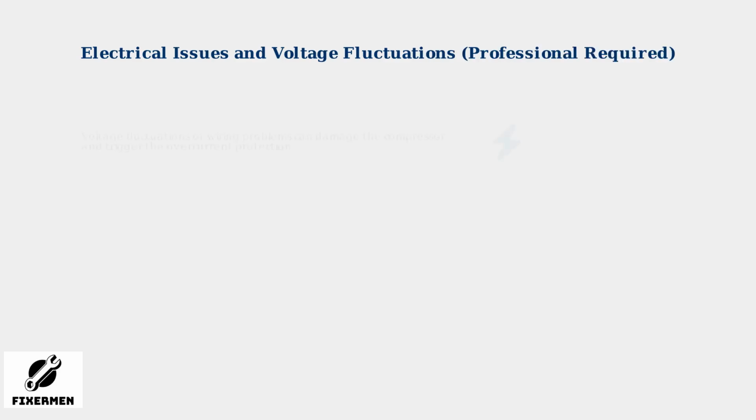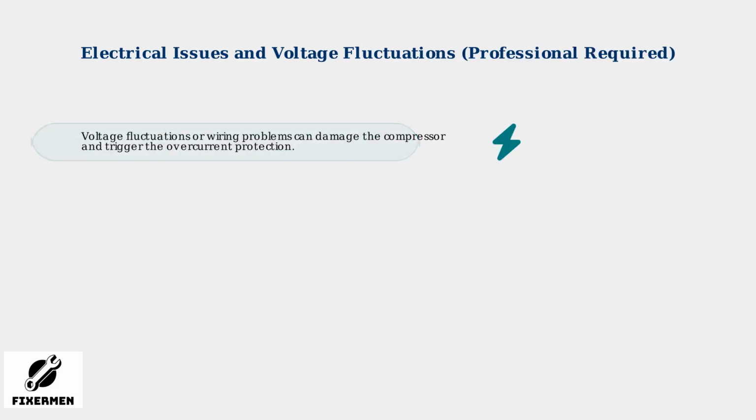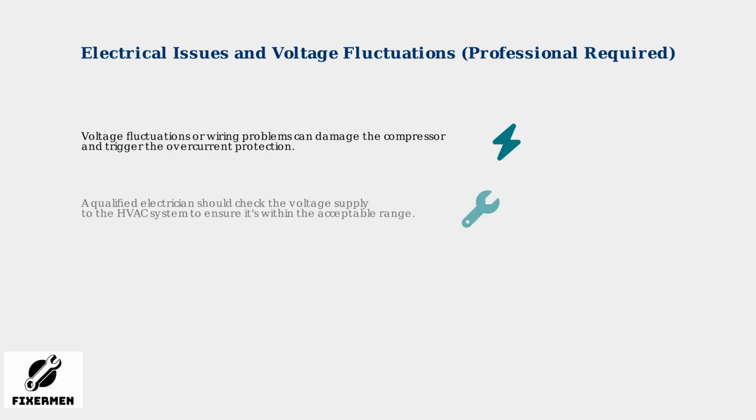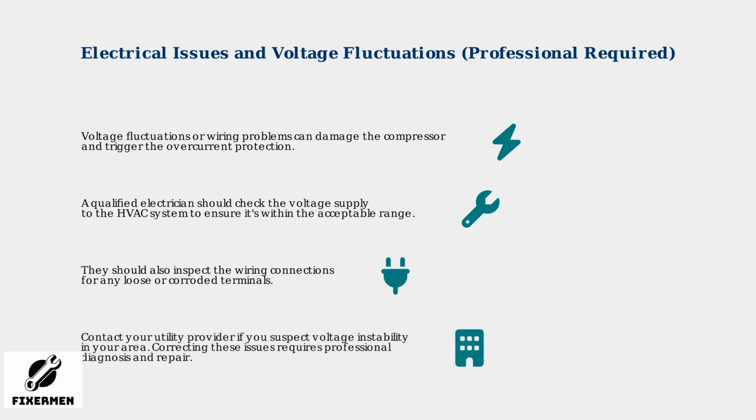Voltage fluctuations or wiring problems can damage the compressor and trigger the overcurrent protection. A qualified electrician should check the voltage supply to the HVAC system to ensure it's within the acceptable range. They should also inspect the wiring connections for any loose or corroded terminals. Contact your utility provider if you suspect voltage instability in your area. Correcting these issues requires professional diagnosis and repair.